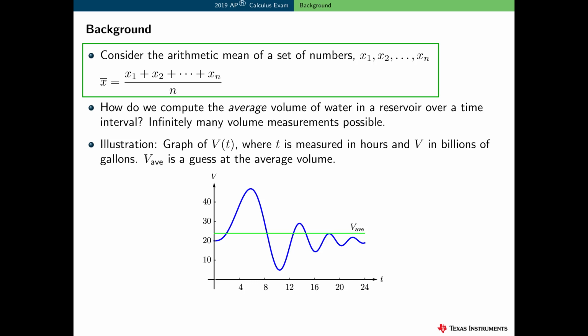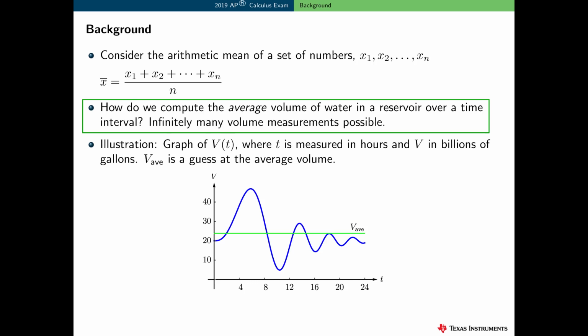Let's try a little motivation for this concept. Consider a set of numbers or observations, x sub 1, x sub 2, down to x sub n. It's pretty easy to find the arithmetic mean or the sample mean. That's x bar, which is the sum of the numbers divided by n. We have a tendency to call this value the average, but it's really an average. There are lots of different kinds of averages, for example, the median or the mode. But for AP Calculus, we'll associate the sample mean with the average.